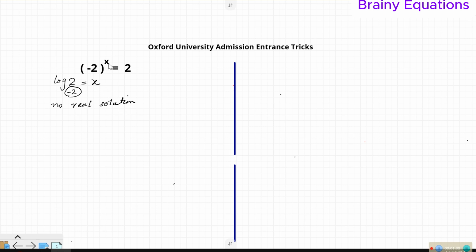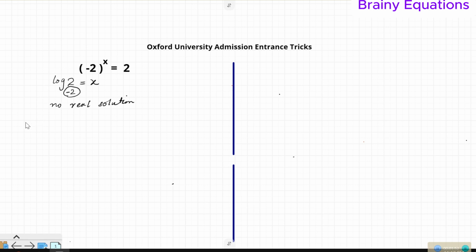So let's check. Let's start our question and check what type of roots we will get. This expression we can write as -1 times 2 raised to the power x is equal to 2. I will use two methods to solve this question. So it is method 1 first of all.